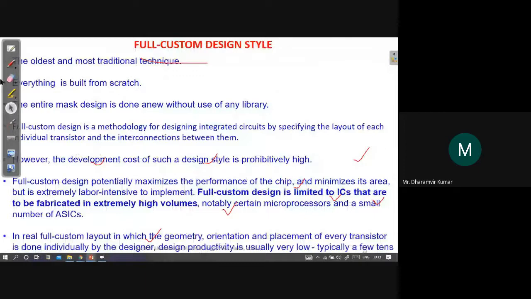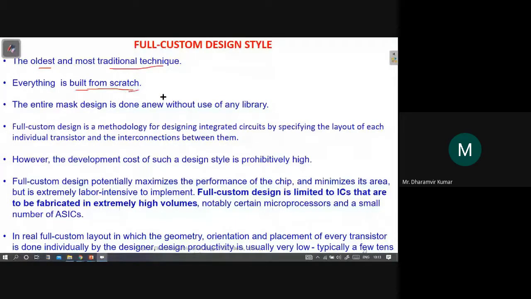So let's start with the first type of design style, which is the full custom design style. This is the oldest and most traditional technique. And the important thing here is that everything is built from scratch. Everything is built newly. If there is a task to design a particular chip, then the entire mask design is done anew without use of any library. Even the library has to be built in this case.